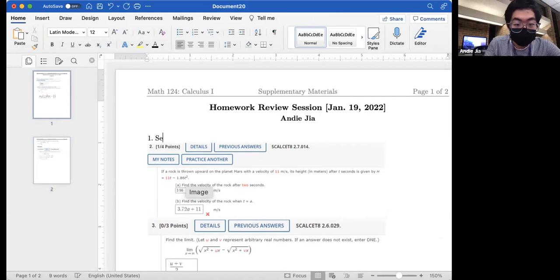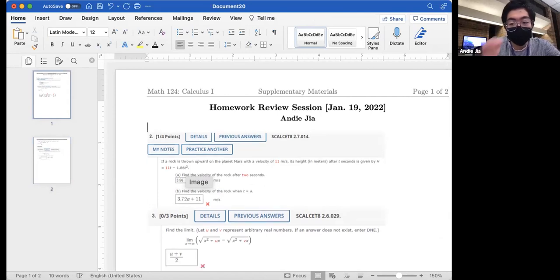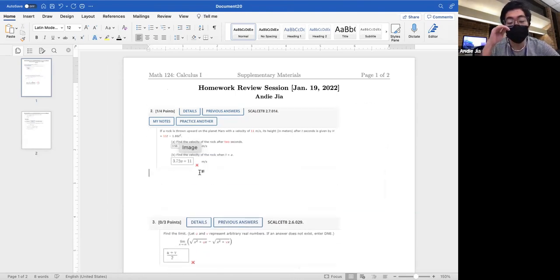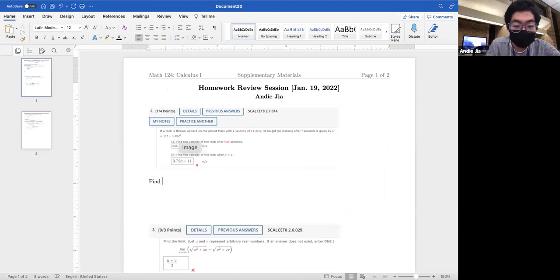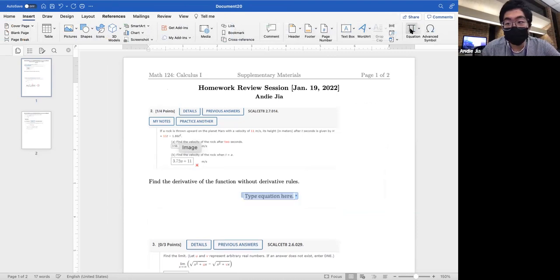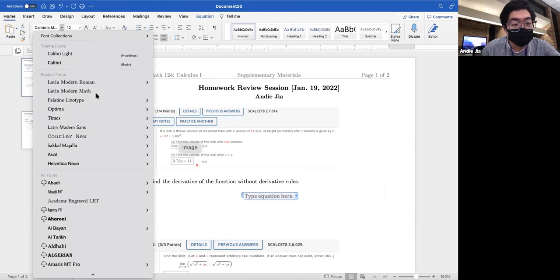The first one, section 2.7, is the definition of derivative. For this case, we just need some algebra tricks. The task is to find the derivative of the function without derivative rules. So what we can do here is use a limit.